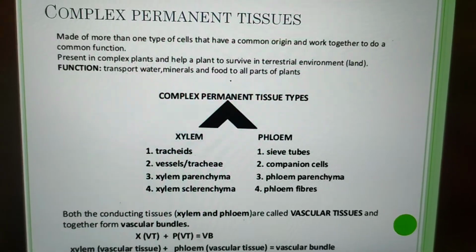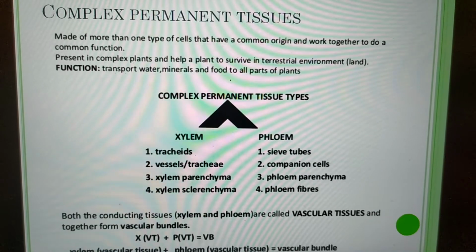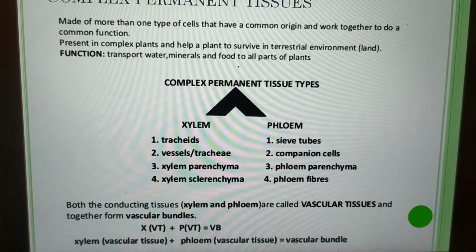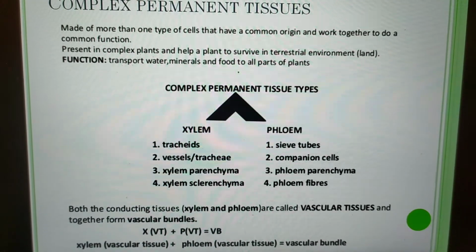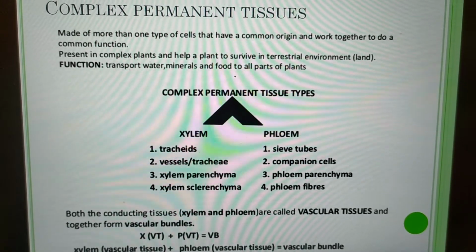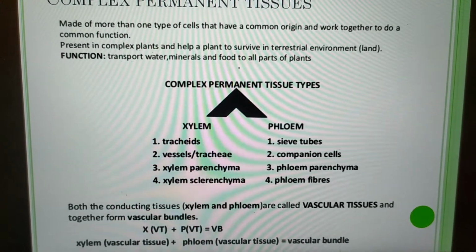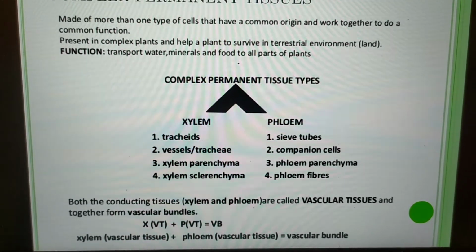Now we will study the second type of permanent tissue, complex permanent tissue. Complex means it is made of more than one type of cells that have a common origin and work together to do a common function. They are present in complex plants and help a plant to survive in the terrestrial or land environment. Coming to the functions, it helps in transport of water, minerals and food to all parts of plants.